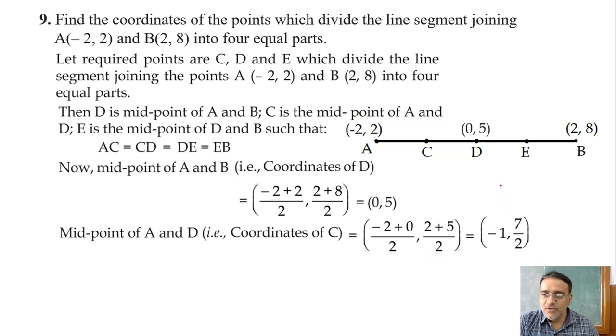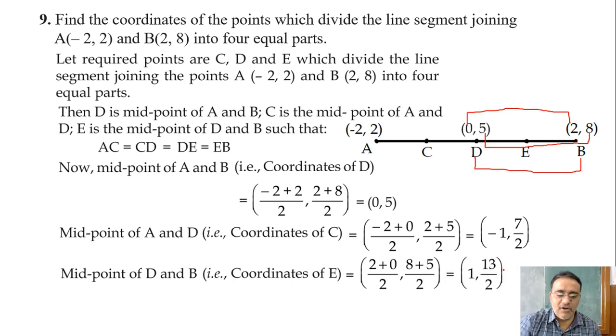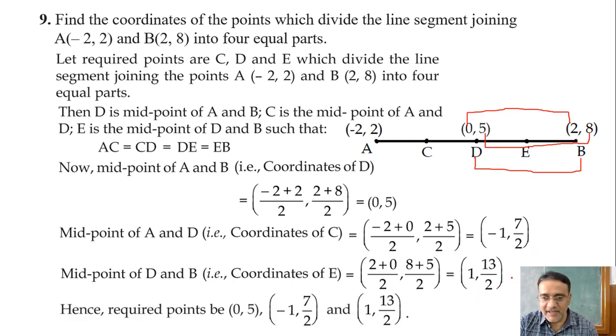Now midpoint of D and B. Midpoint of D and B is coordinate of E. So 0 plus 2 by 2, 5 plus 8 by 2. Final answer. 1, 13 by 2. Right, 1 and 13 by 2. Okay, so we got all the coordinates. Hence the required points are 0, 5, -1, 7 by 2 and 1, 13 by 2.